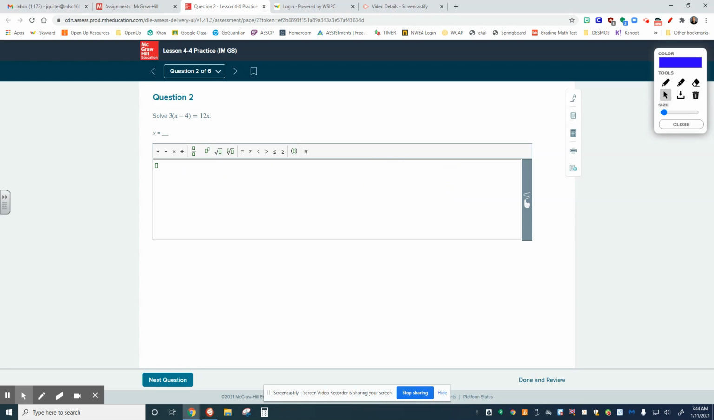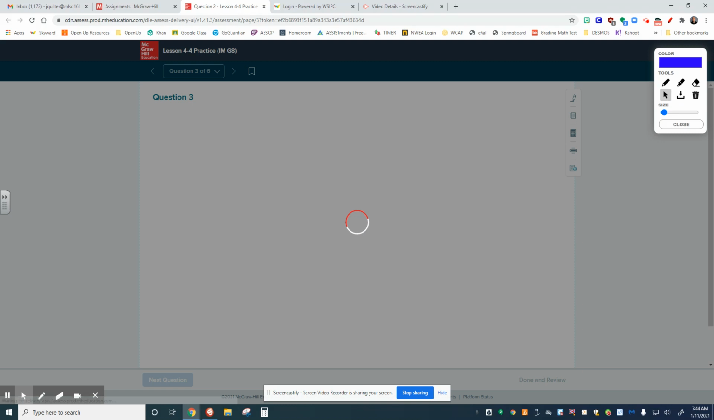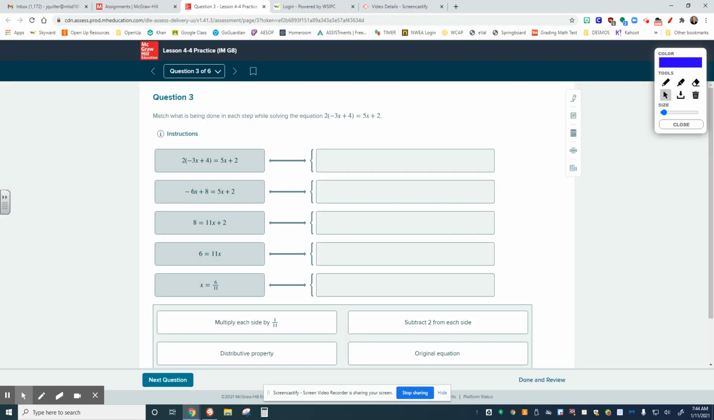Okay? Next question. You have an opportunity now to say what is the first step for each of these. It says match what is being done in each step while solving the equation. So we're going step by step by step by step. What is actually happening? So here's our first equation, or our equation right here.